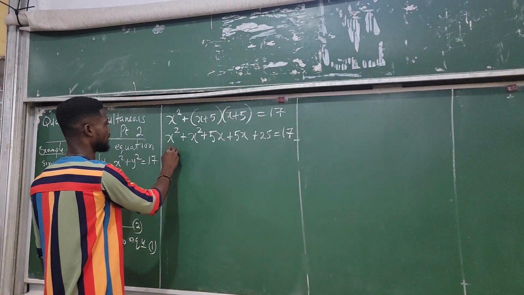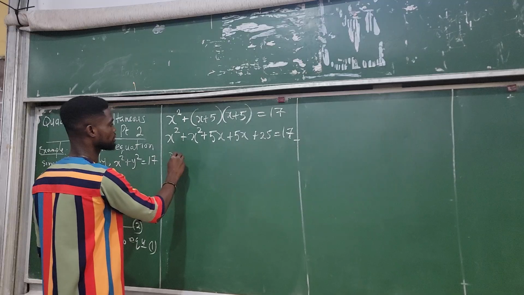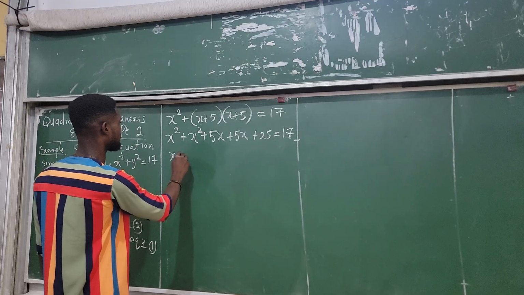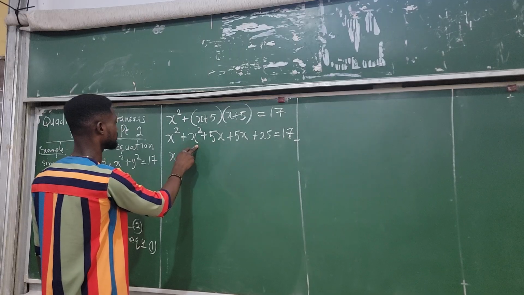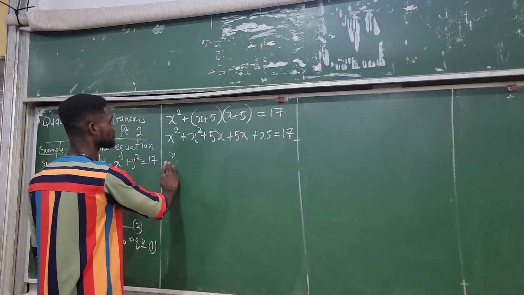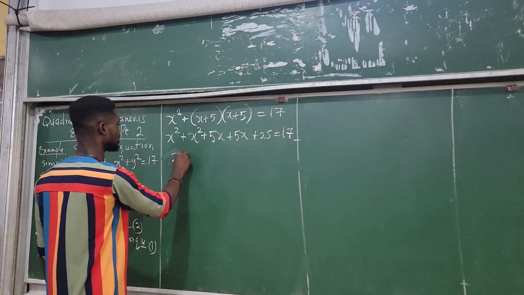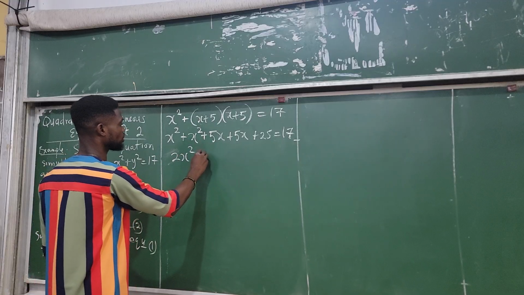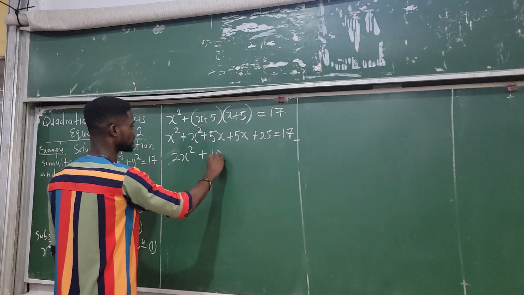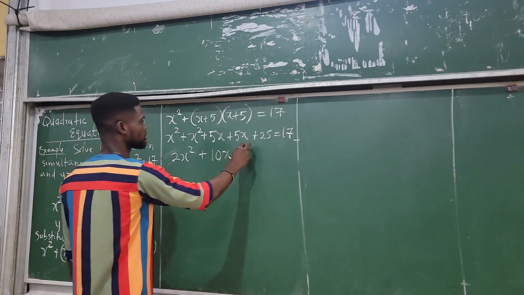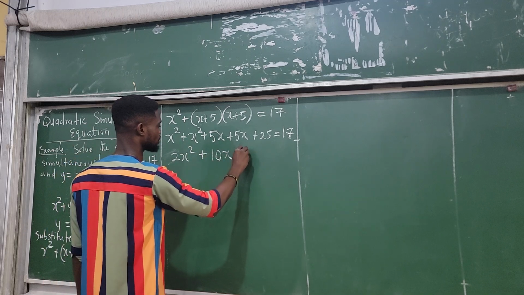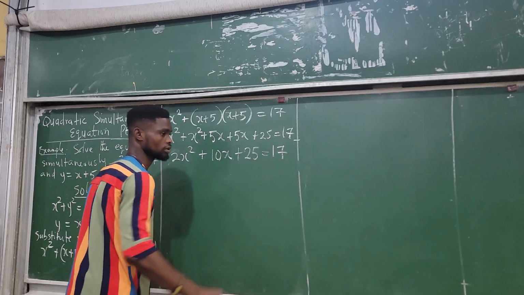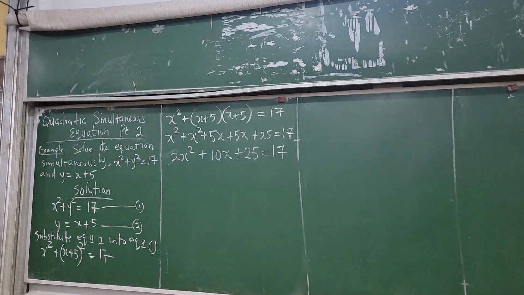So what do we do? We have x square plus x square. That will give us 2x square. 5x plus 5x, that will give us plus 10x plus 25 is equals to 17.